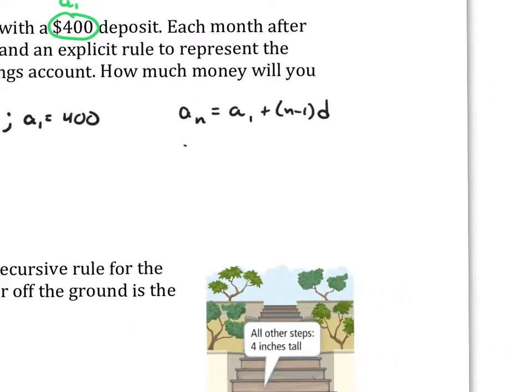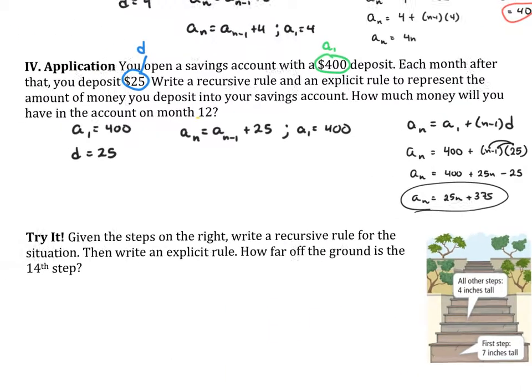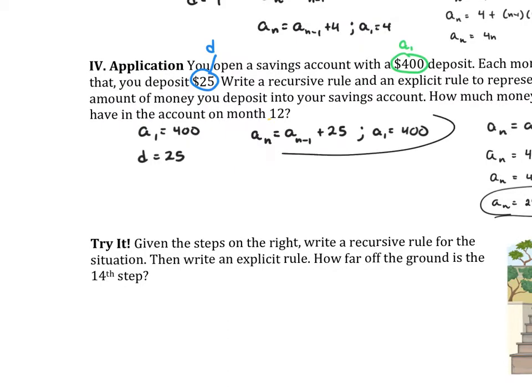So let me just substitute some things in. a_n is equal to my first amount plus (n minus 1) times d, and we're told 25 is the common difference. So I'm going to distribute that here and here. So a_n is equal to 400 plus 25n minus 25. So here's my formula to find out how much money I have on any given month: 25n plus 375. So that's my explicit formula. This is my recursive formula here.